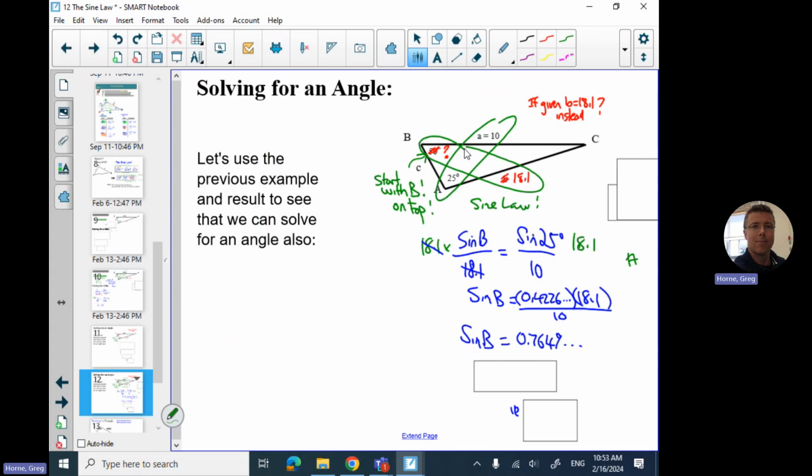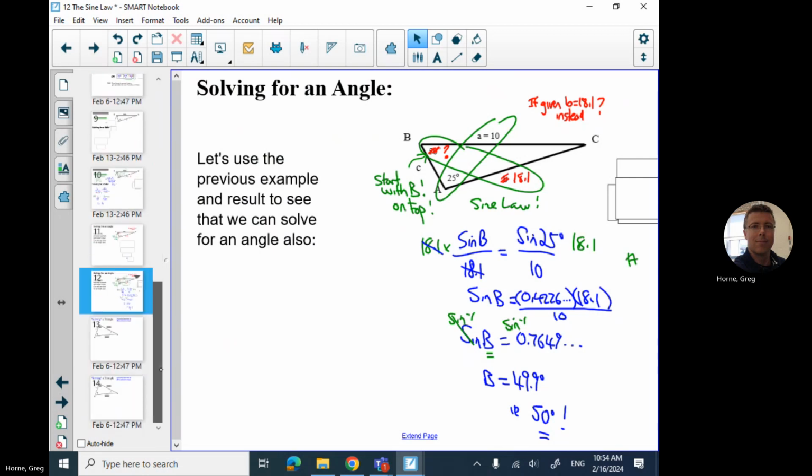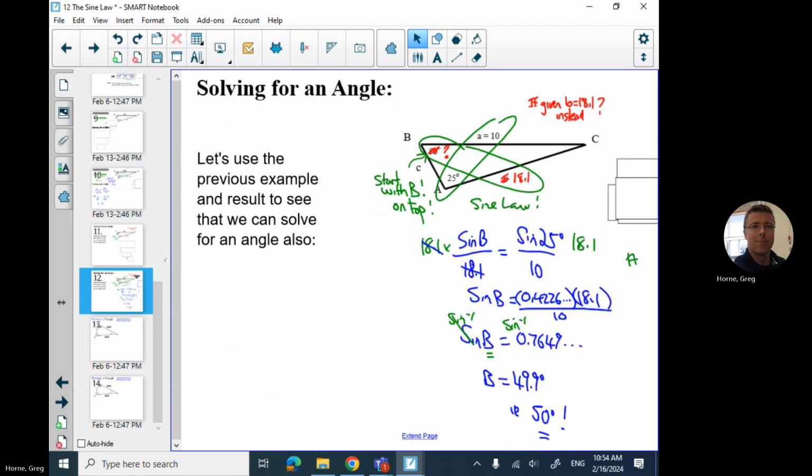And so what do we do to get the angle? Right, we're looking for that angle. We need to get rid of sine, which we saw recently as well. So getting rid of sine, you do sine inverse of that 0.76, and you're left with what B is. And the calculator's spitting out, depending on how many decimals you get, 49.9 or whatever, but obviously that's the 50 that we started with originally. Okay, so that's just solving for a side and then solving for an angle.